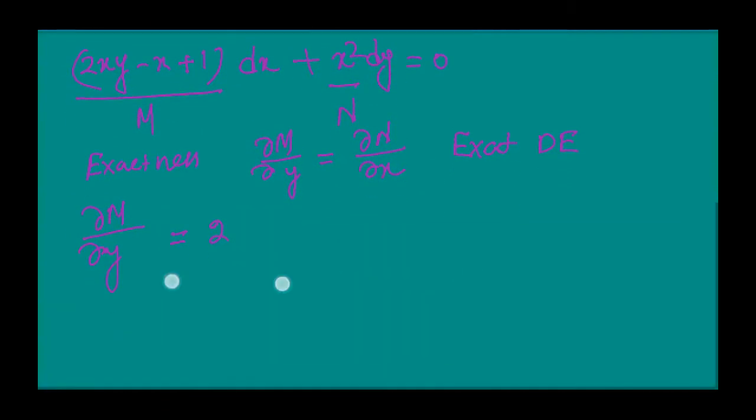So del m by del y, what will be del m by del y? This will be 2x. This is m and this is partial differential, and x is here taken as constant. So del n by del x, what will be this one? This will be 2x, and these are equal. So this is an exact differential equation.